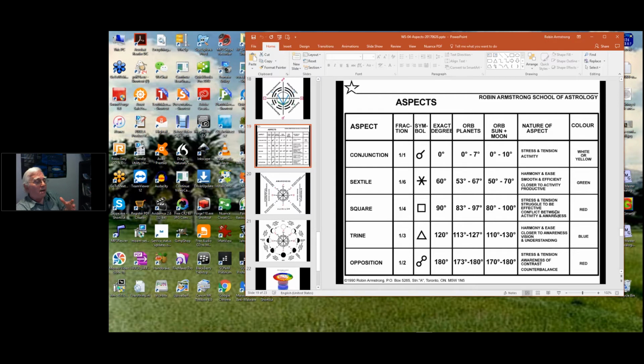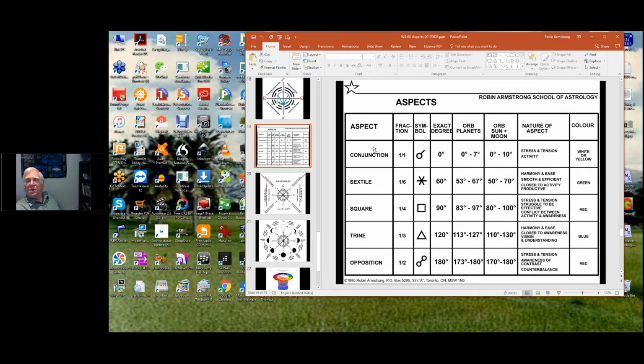There's a conflict between activity and awareness. I want to do this. Wait a second. What's right? What's wrong? How do I understand? Why am I getting friction, or why am I getting support, or am I getting friction? So if you just have conjunctions, squares, and oppositions, which ones do you have the most of in your chart? It's quite a powerful statement just by itself.